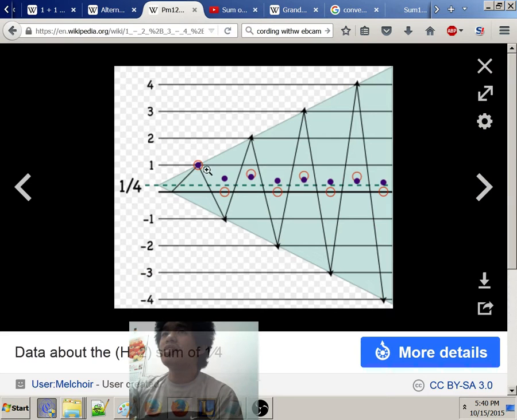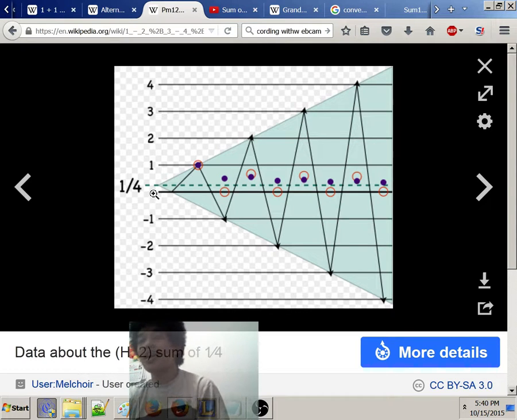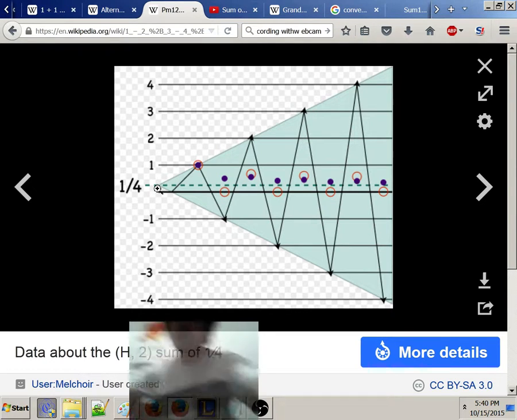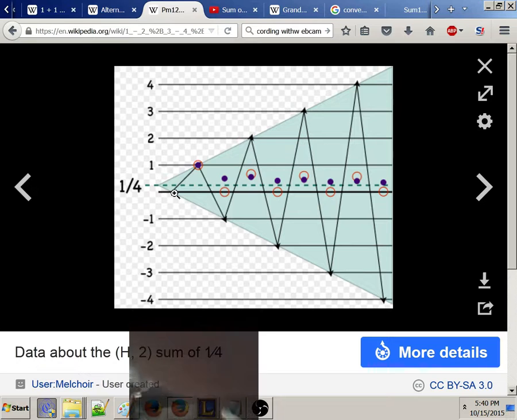Rather, this series has a horizontal asymptote which intersects the y-axis, this is the y-axis here, if you can imagine, at 1/4. Do you see that? Great. I hope you do see that. I don't know if my mouth shows up in the video. I hope it does.